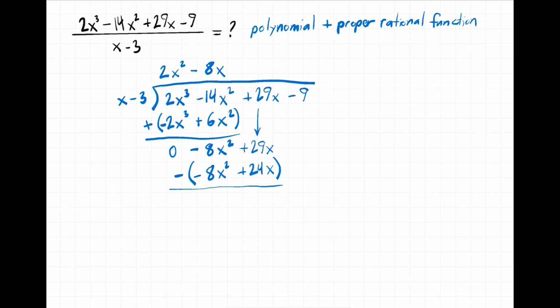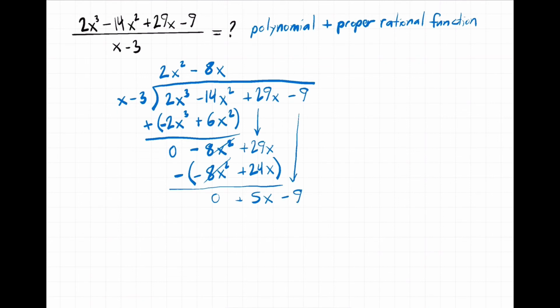So negative 8x squared minus negative 8x squared, they cancel out. We have a 0 here. And 29x minus 24x is going to give us a positive 5x. And now we can bring our negative 9 down.